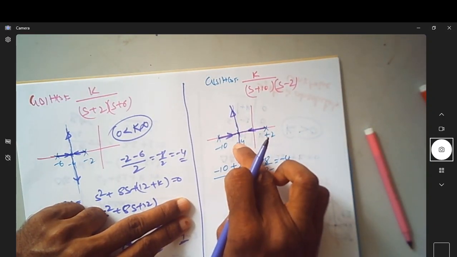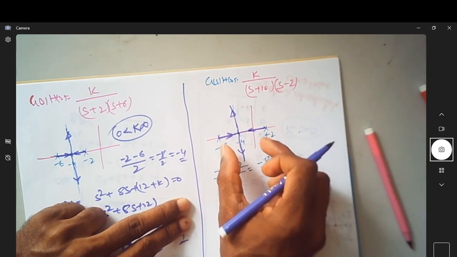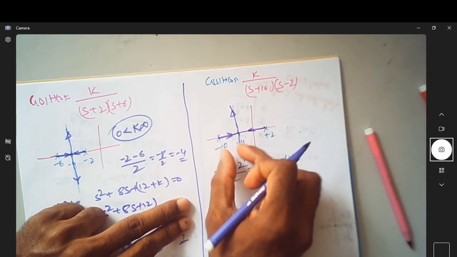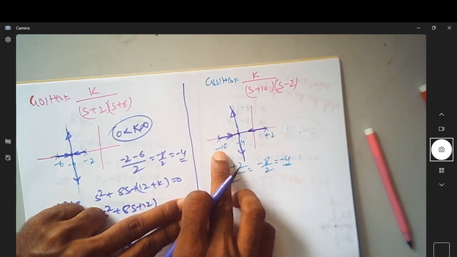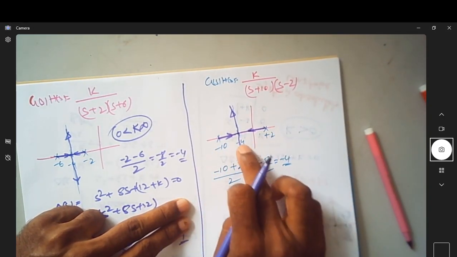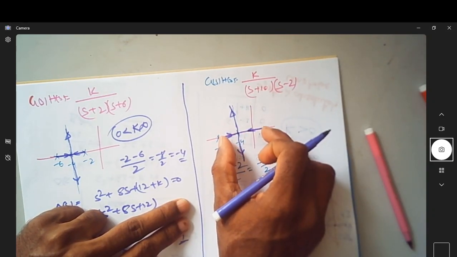Because this minus 4 is the center point of this. Minus 4 means it's actually 12 units, so out of 12 units you take 6 here, 6 here. Can you see, minus 10 plus 6 is minus 4. Plus 2 minus 6 is minus 4. So this is the midpoint of these 2 pole positions.